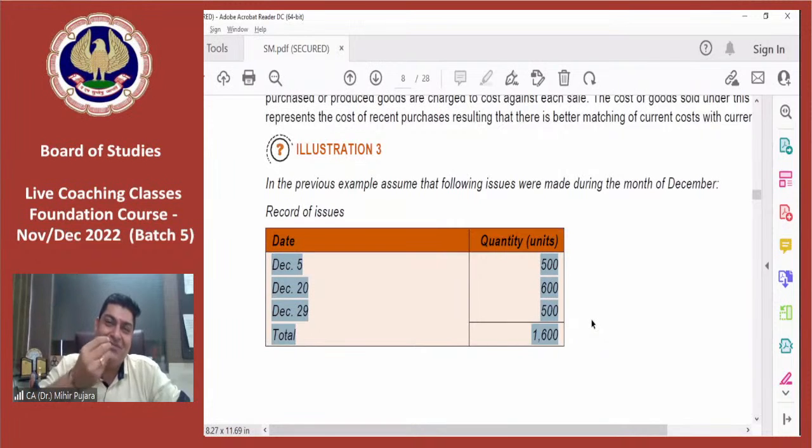Quantity we can find out on simple calculation. For that we don't require any register. Why are we preparing these registers, which you will see after 1 minute? Why?